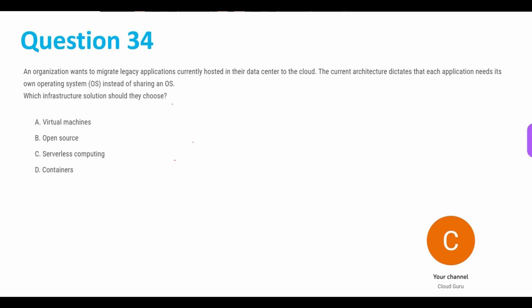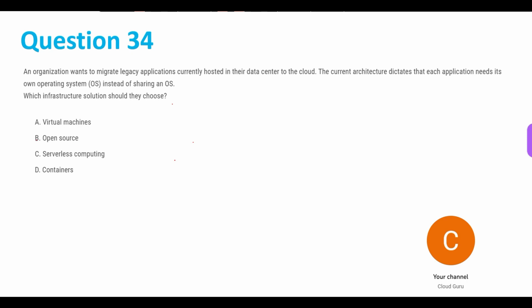Let's read the options. Option A, virtual machine. Option B, open source. Option C, serverless computing. And option D, containers. All right, off the bat, some of you might already know the answer. It is A, virtual machines. But let's see why the other options are not appropriate. As always, we'll be eliminating the options. So let's start with B, open source.